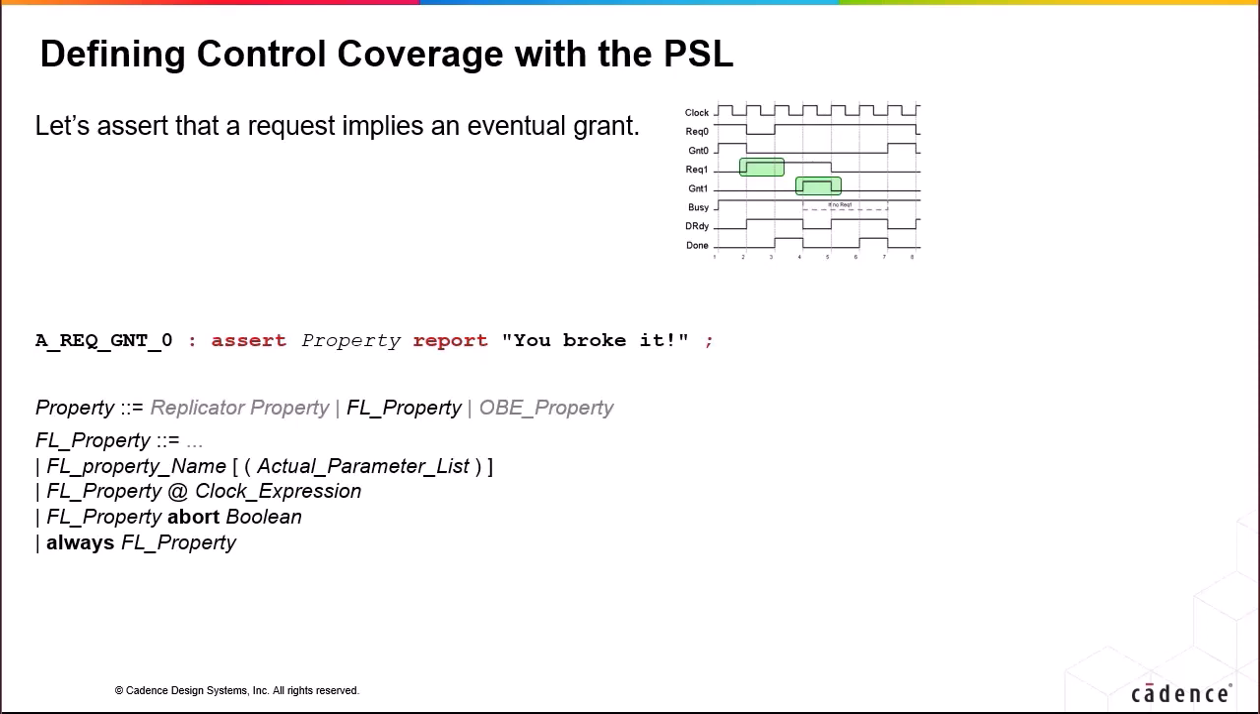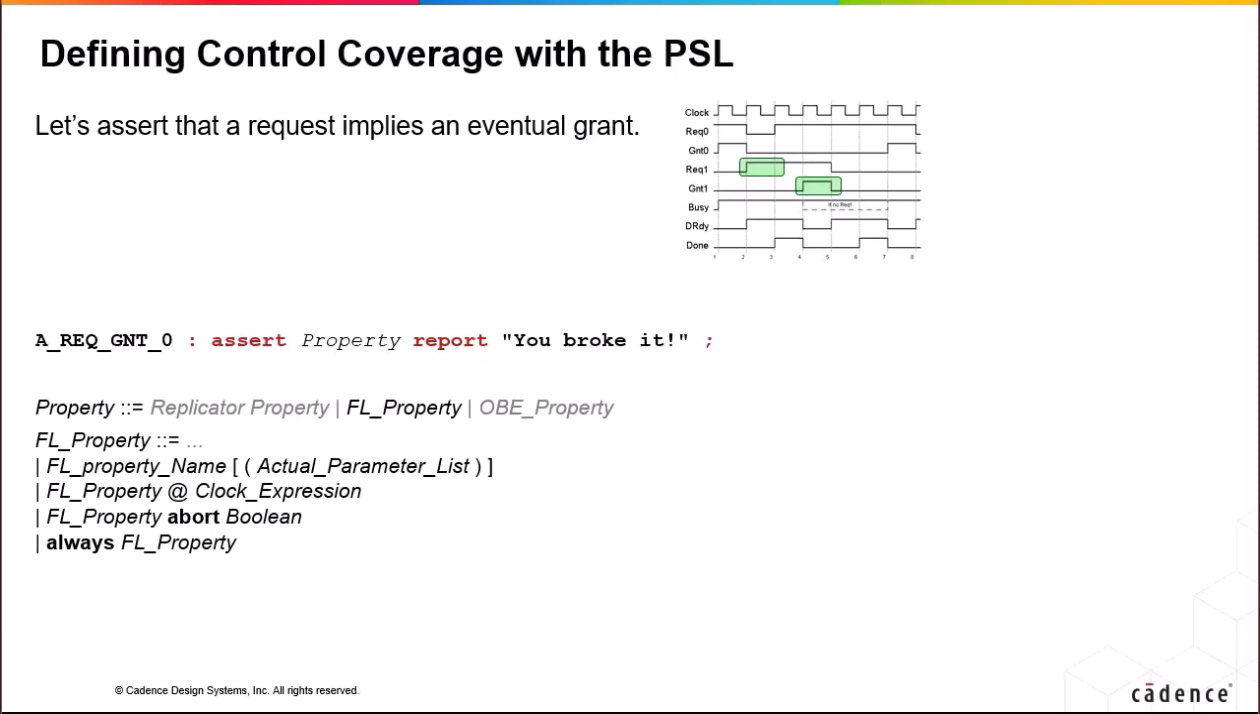The abort operator specifies a condition that removes any obligation for the operand property to hold. This version is an asynchronous abort. That is, it aborts the property asynchronously of the clock context. The always operator specifies that its operand property holds for the current and future cycles. Absent the always operator, assertion of a property asserts only that it holds in the current simulation cycle.